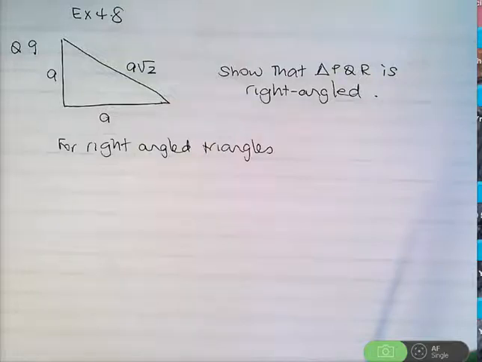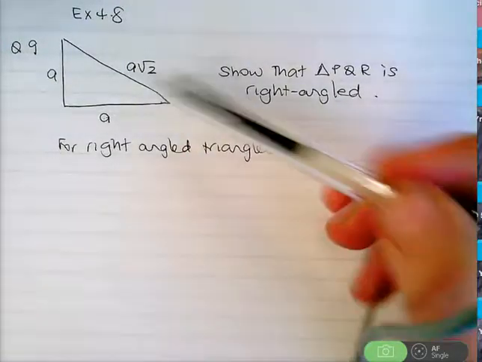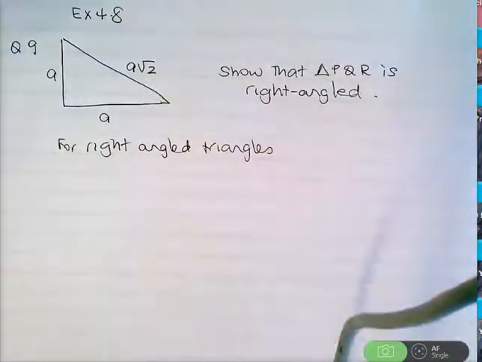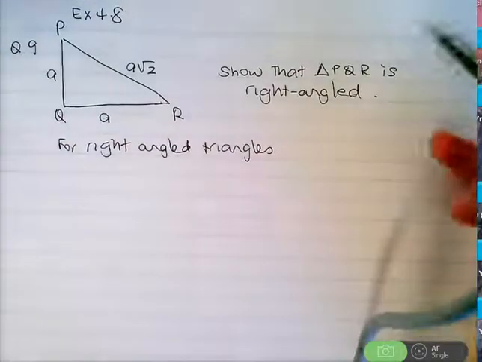Okay, this is exercise 4.8, question 9. In this question, we have to show the triangle PQR is right-angled. Please do not put a right angle symbol in there. You are trying to show that it's right-angled. Okay, I've just labelled the triangle PQR.